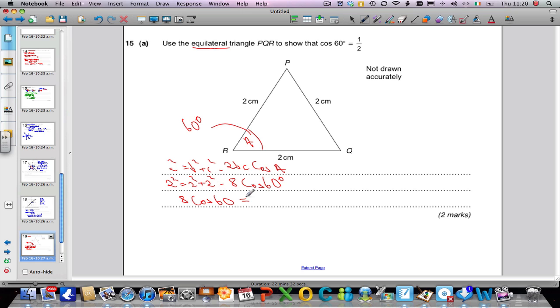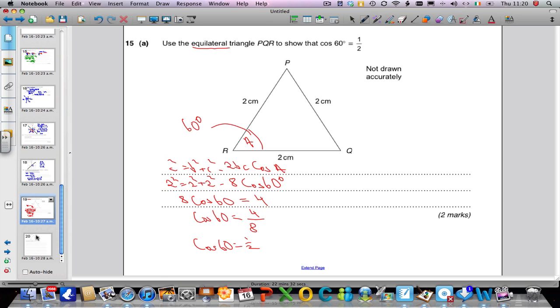4 plus 4 is 8. 8 take away 4 is 4. That means cosine 60 must be equal to 4 divided by 8. So cosine 60 is equal to half. Now, if you want, you can take a bit more time with the calculation here. I have kind of rushed it, but it's just some basic algebra.